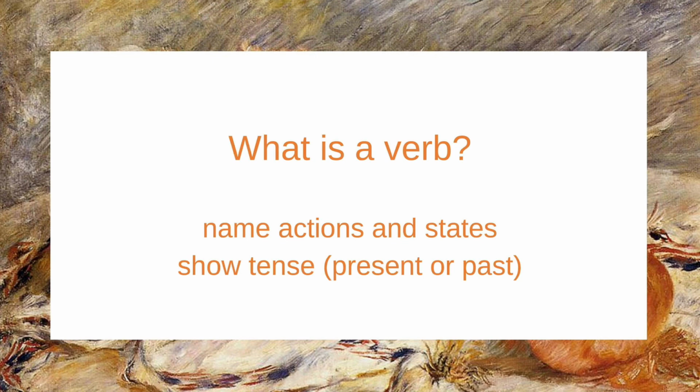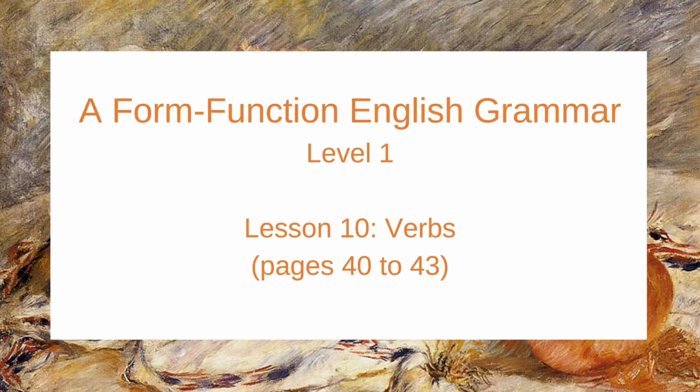So what is a verb? Verbs are words that name actions and states. Most verbs have present and past forms. Now practice your knowledge of verbs by completing the exercises in Lesson 10 of A Form-Function English Grammar, Level 1, pages 40 through 43.